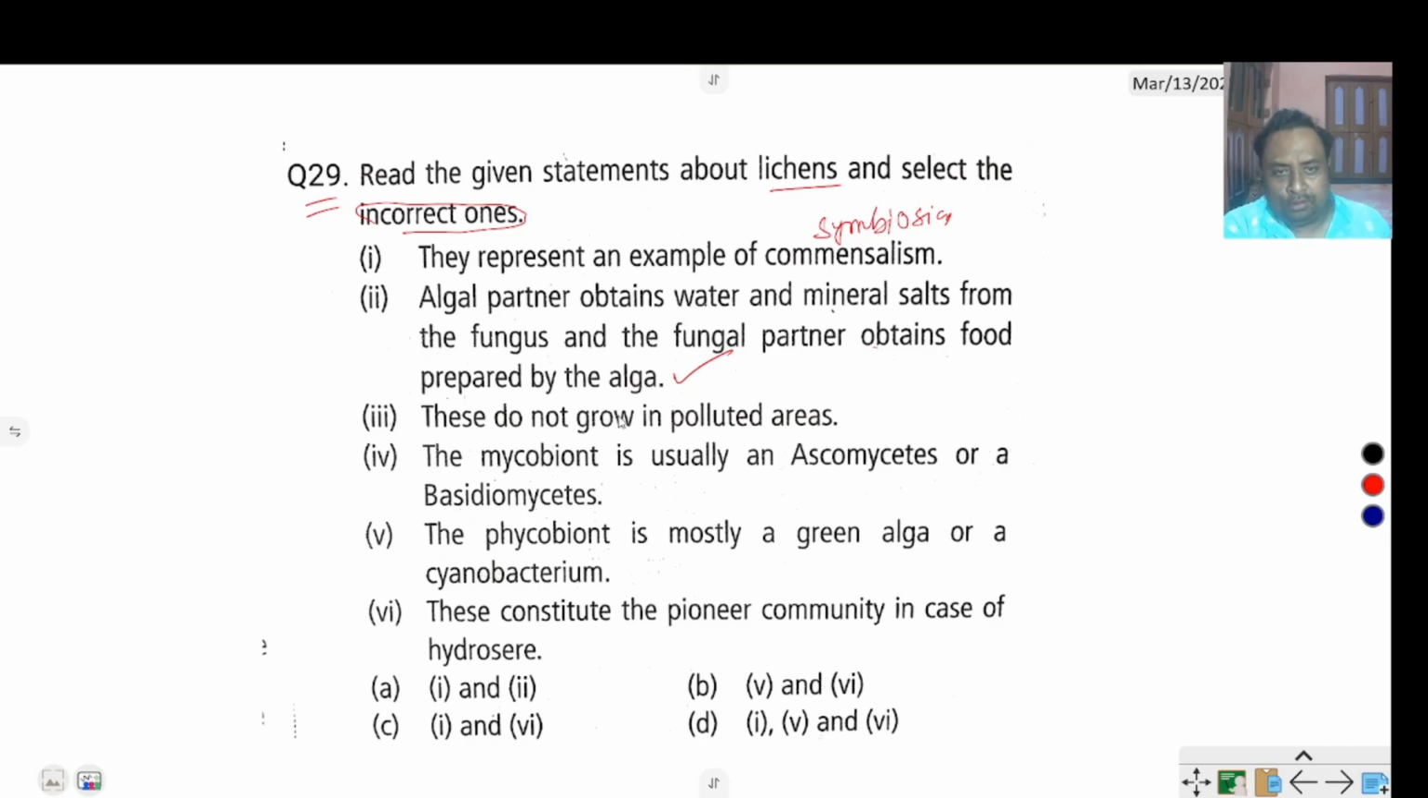These do not grow in polluted areas. This is also a correct option. The mycobiont is usually an ascomycete or basidiomycete. Also correct. And the phycobiont is mostly green algae or cyanobacteria. These constitute the pioneer community in case of hydrosere? No, it is not hydrosere. So here 1 and 6 are incorrect options.